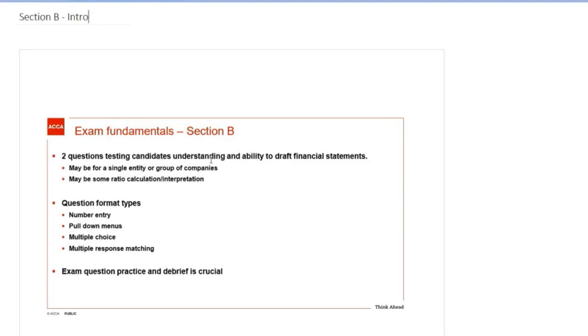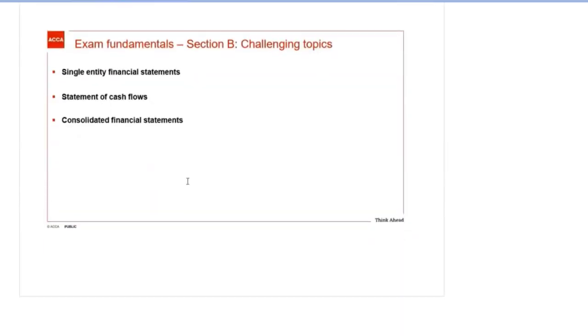Different question format types: number entry, so typing a number in, drop down menus, pull down menus, multiple choice, response matching. There's different options. Remember, the question format type doesn't actually matter. So if you think back to the section A calculation questions we were doing, we did our numbers and then we typed in whatever number we got to. We did our numbers and we selected the corresponding multiple choice option. So really, guys, get familiar with the exam environment, get familiar with the different format types, but actually our approach, our calculations don't really change. And it goes without saying, we've said it before, exam question practice and debrief is crucial.